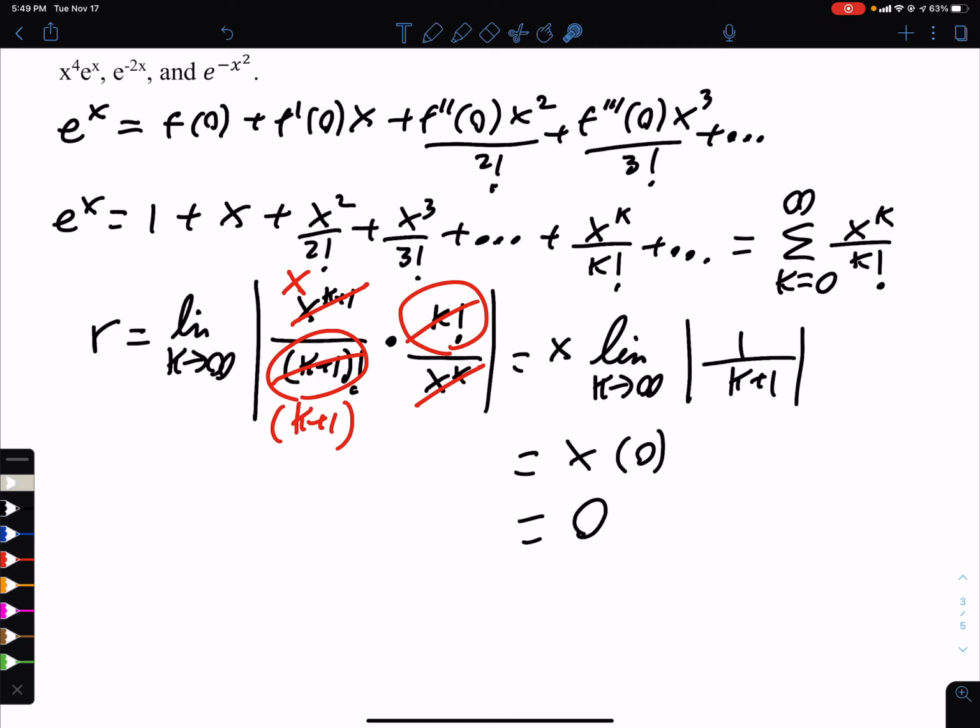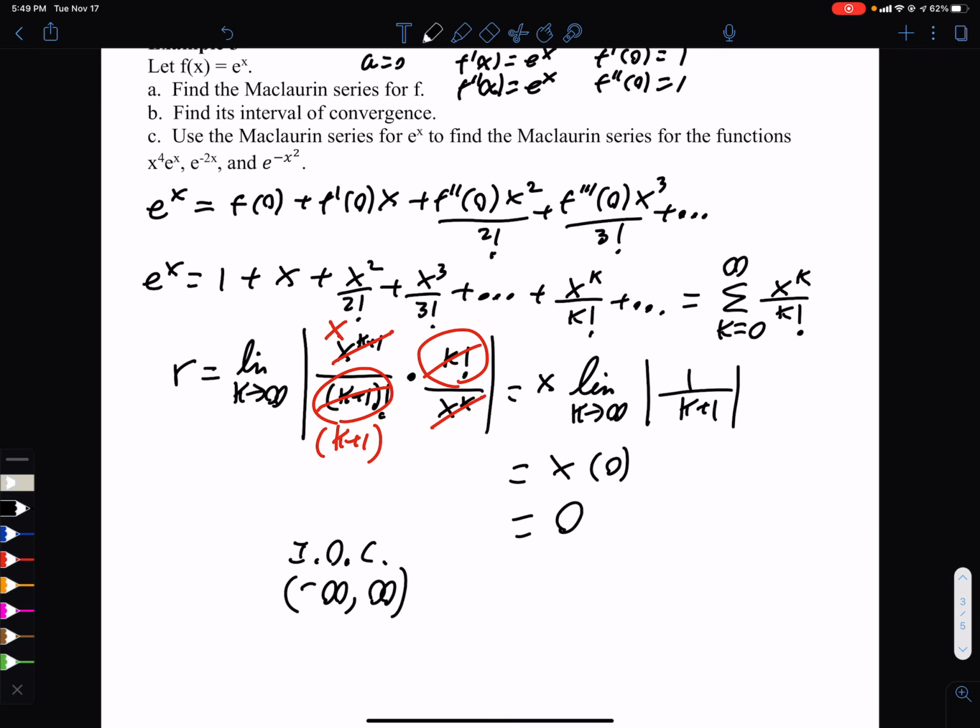So again, we have the same situation. It doesn't matter what x is. r is always 0. Therefore, this always converges for any x value. So the interval of convergence for this one will be negative infinity all the way to positive infinity. And so that's going to be part B, find the interval of convergence. So part C, let me erase all of this and we will get to part C.